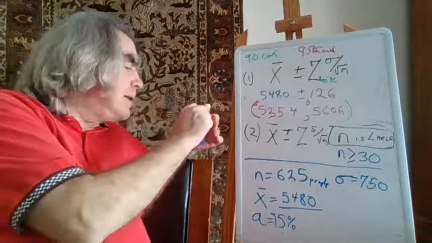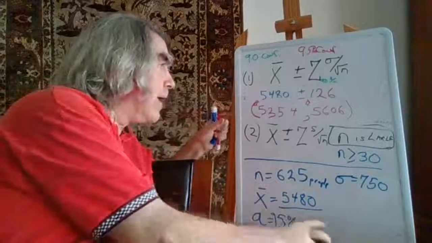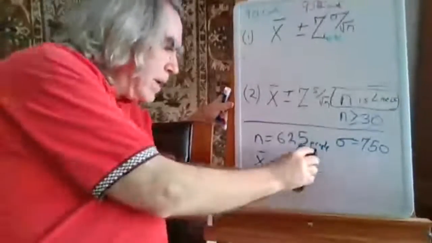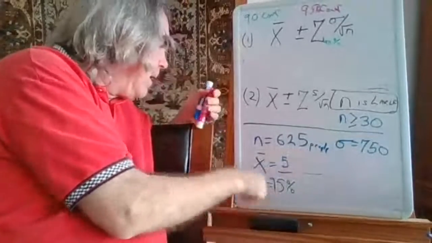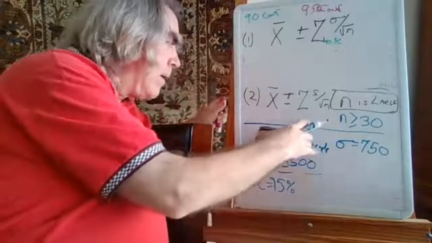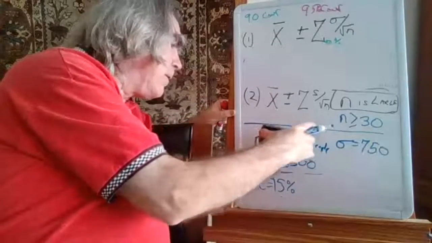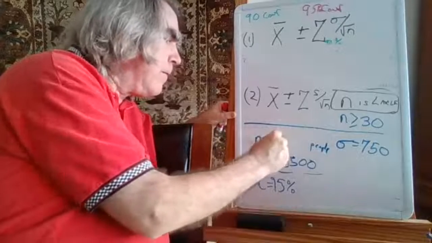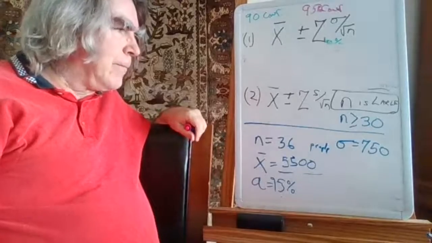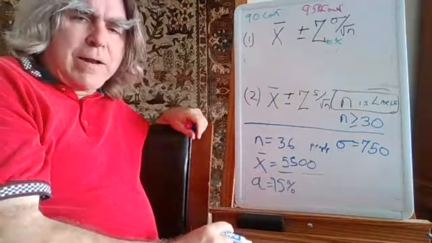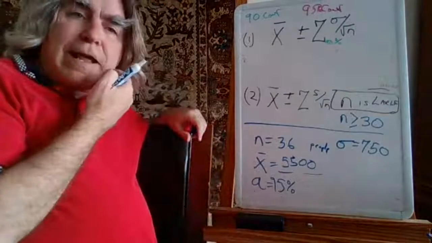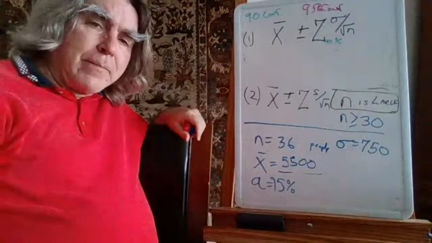All right. So let's change things around and do this problem over again. In this case, let us assume that we got a different sample and that we got 5,500, but we only took a sample of 36 people. Let us assume that we still know that our sigma is 750, and let's still assume that we are looking for a 95% confidence interval.